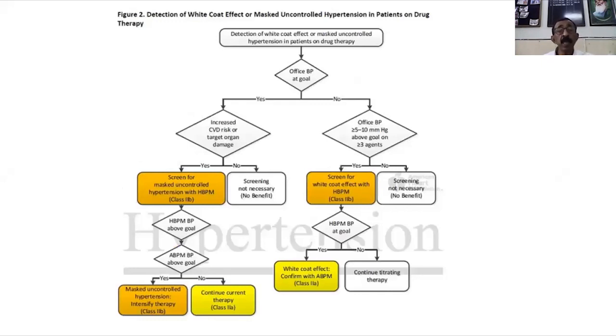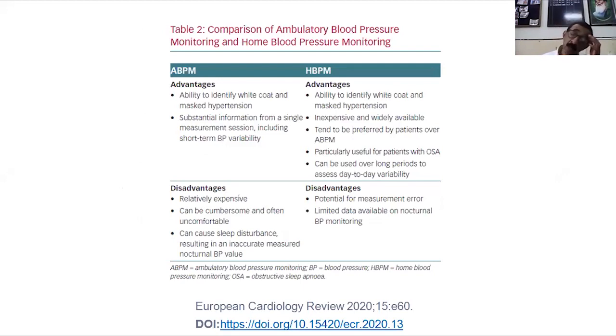Similarly, this is the flow chart for white coat and masked hypertension in patients who are on drug therapy. So that means even when the patient is on drugs, monitoring by ambulatory blood pressure monitoring helps us in proper management of these patients. Now, this is what we were discussing just now: comparison of these two methods of out-of-the-office BP monitoring, the ambulatory BP monitoring and the home BP monitoring. Now, I'll tell you the advantages of each.